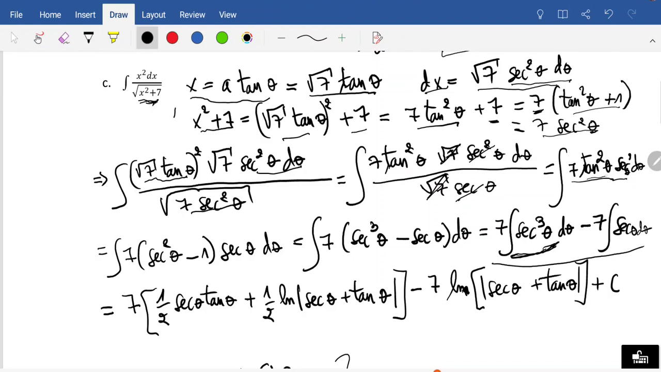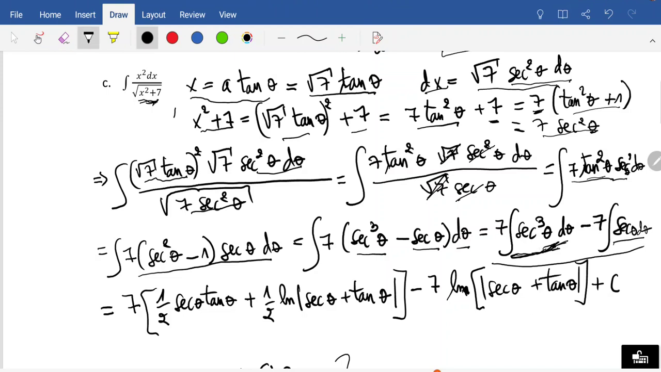We know that tan squared theta is just equal to sec squared minus 1. So we substitute that, and we get the integral of 7 multiplied by sec cubed theta minus sec theta d theta, which we can break up into two integrals. The integral of 7 sec cubed theta d theta minus the integral of 7 multiplied by sec theta d theta.